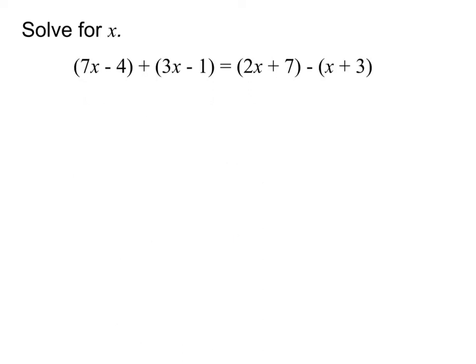Once again, in this problem, you'll notice that there is some simplification that we can do on both sides of our equation. So I want to do that first. I'm going to get rid of the parentheses on the left. Since they're adding, that doesn't change what's inside the parentheses because I'm basically multiplying a 1 into both of them. So the left side is just 7x minus 4 plus 3x minus 1.